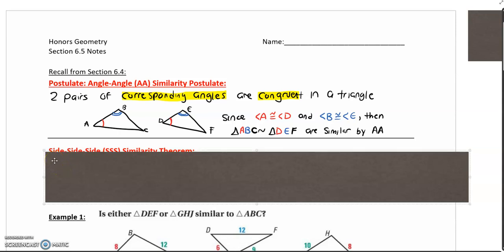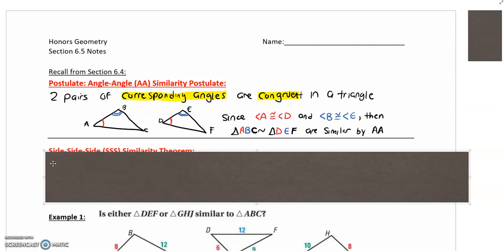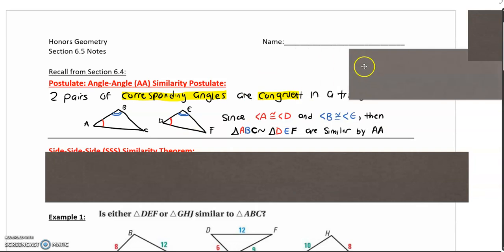In this video, we're going to talk about two additional ones. The first one is called the side-side-side similarity theorem. That might sound familiar because there is such a thing as a side-side-side congruence theorem that we talked about. Those were the orange triangles if you completed the triangle construction activity in class.